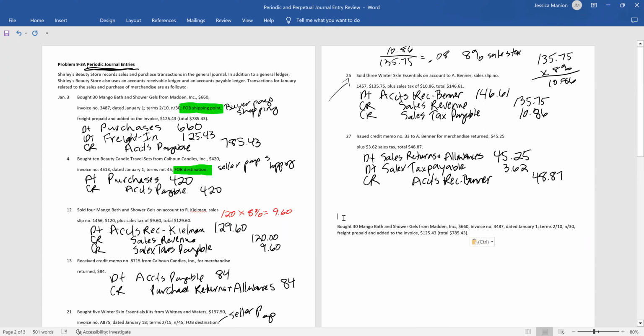Okay, so let's say on this first one, right? We bought 30 mango bath and shower gels from Madden Inc. for $660. Invoice dated January 1, terms 2/10 N/30.